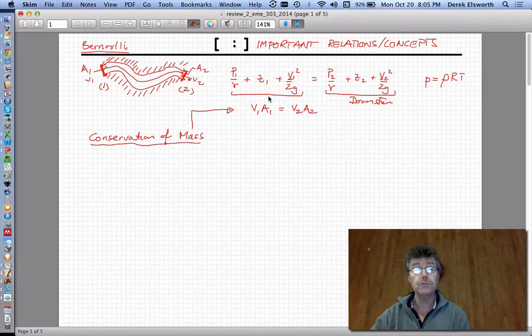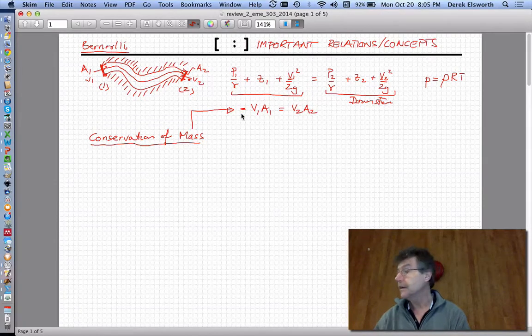Bernoulli expression, if you want to solve it, you need to know everything but one variable. If you know everything but two variables, you have to constrain it in some other way, and typically you'll use conservation of mass to do that. So that's the simplest statement of conservation of mass.